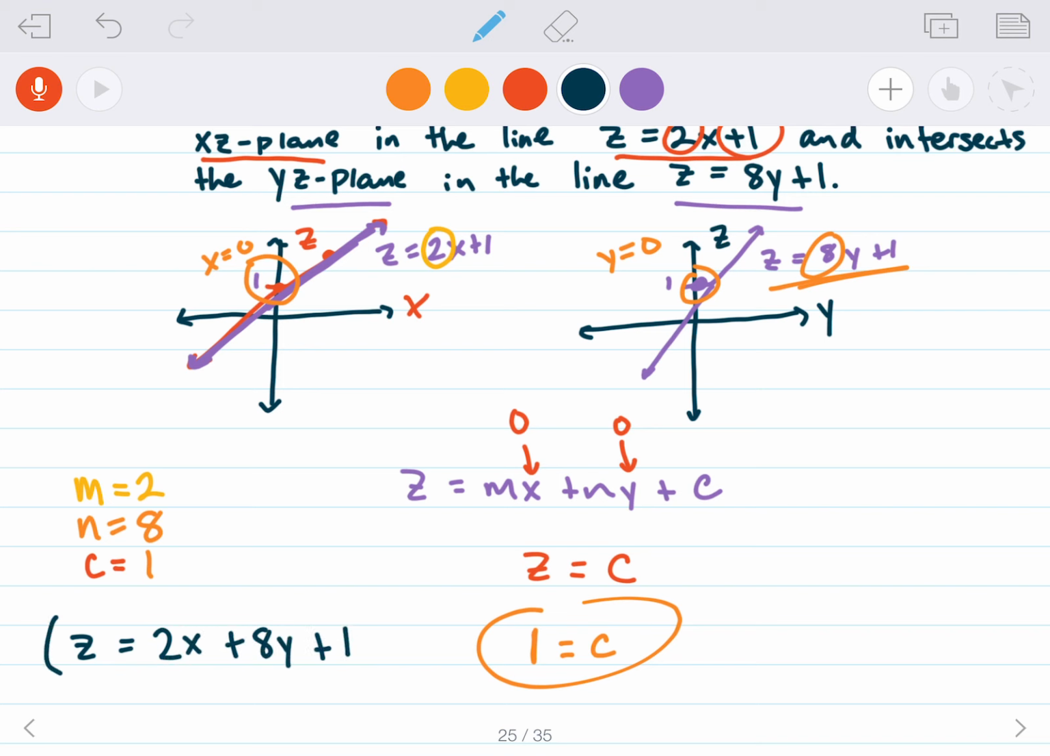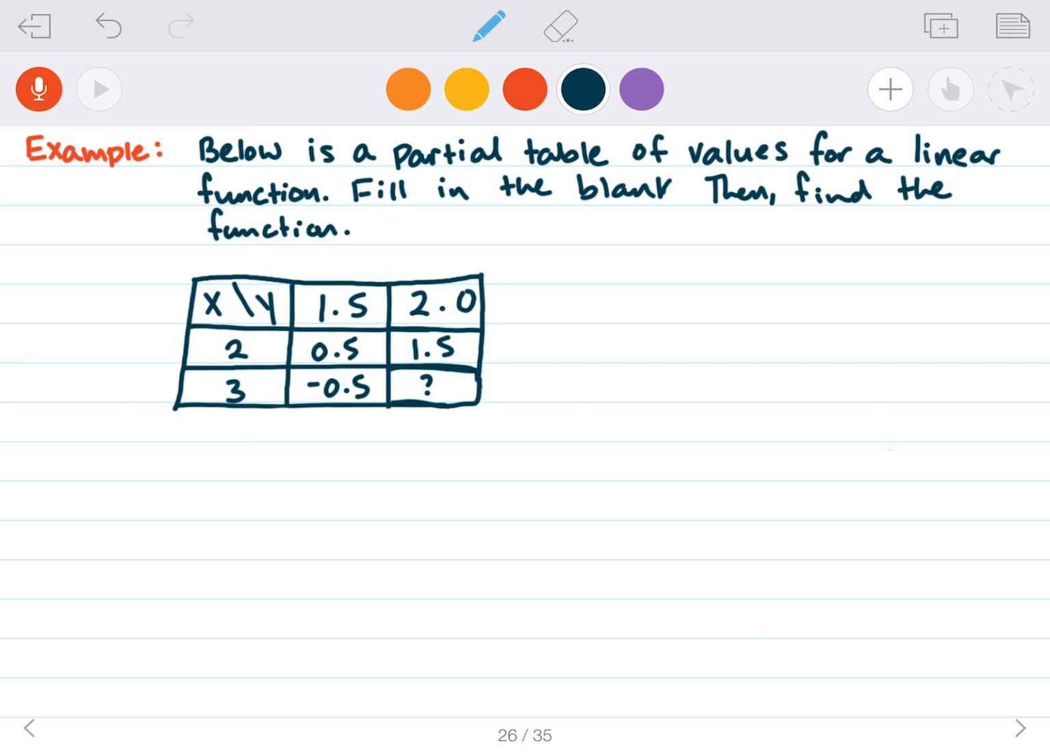Below is a partial table of values for a linear function. Fill in the blank, then find the function. Okay, so linear means that as x is increasing or decreasing by a certain amount, so is z. And also, as y is increasing or decreasing by a certain amount, so is z.